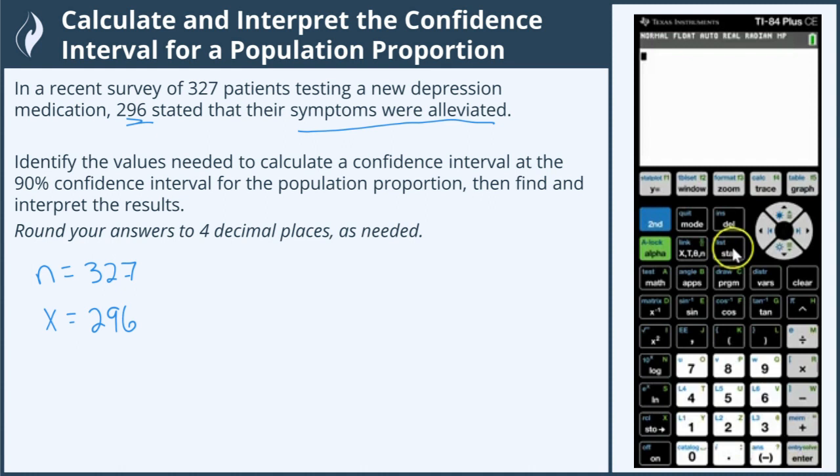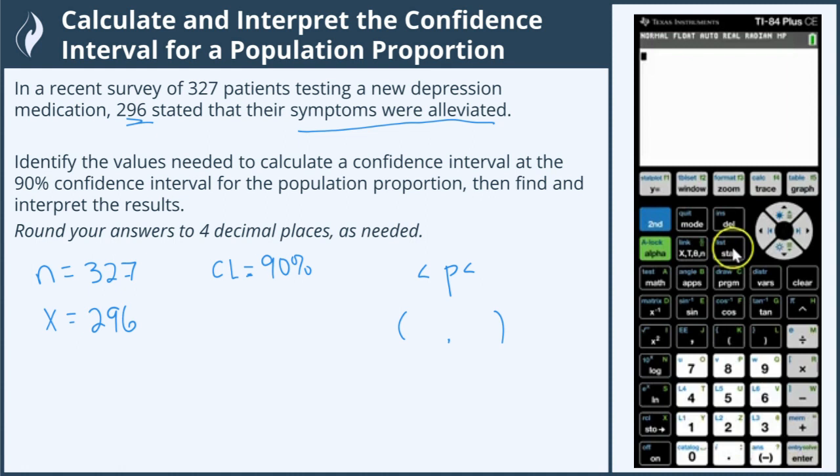Identify the values needed to calculate a confidence interval at the 90% confidence level. Okay, so CL, confidence level, is 90%. I'm going to use the calculator trick. So I think I have everything I need for the population proportion, then find and interpret the results. So I'm going to represent it in tri-inequality form, and I'll represent it in interval notation for the population proportion, which in this case is the proportion that tested a new depression medication and had symptoms that were alleviated.